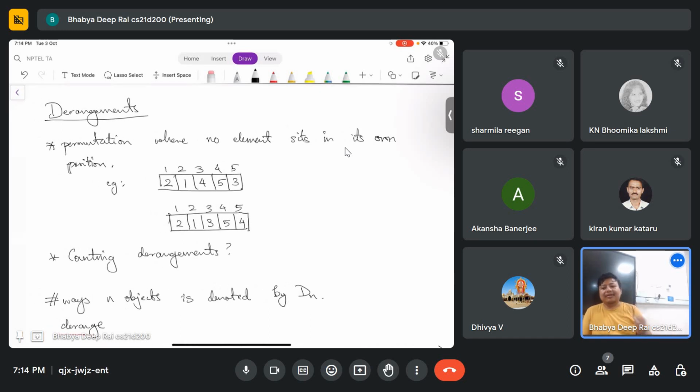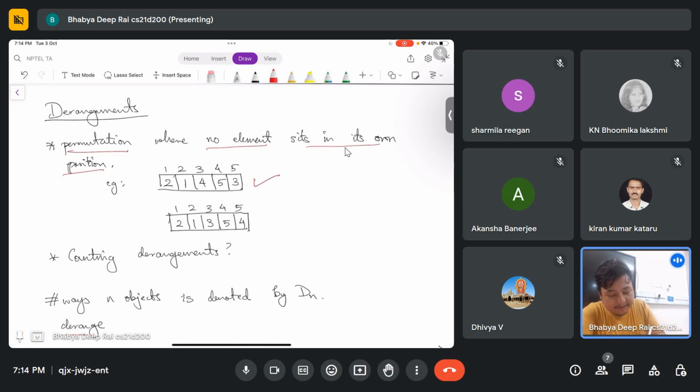So what is meant by derangements? Derangements can be seen as the opposite of arrangements. Something that is not arranged properly. In other words, it is a permutation where no element sits in its proper position. This is a derangement.